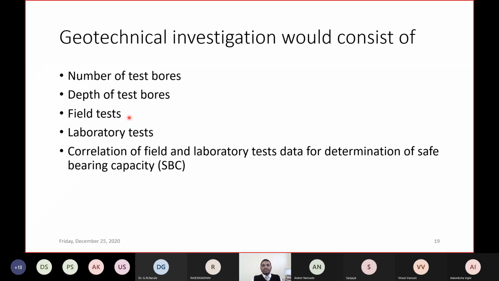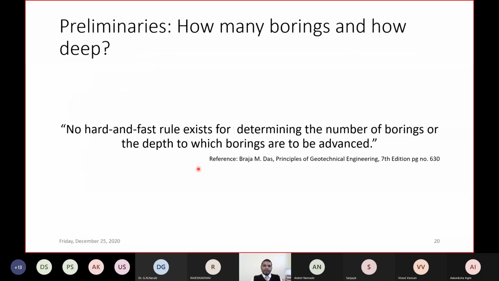Actual field testing is carried out during the boring activity. The sample collected may be a disturbed sample or an undisturbed sample, depending on the requirement. Laboratory tests are carried out, and correlation of field and laboratory test data is explored for determination of the safe bearing capacity and settlement characteristics. So let's start with how things have been designed for material testing in situ.